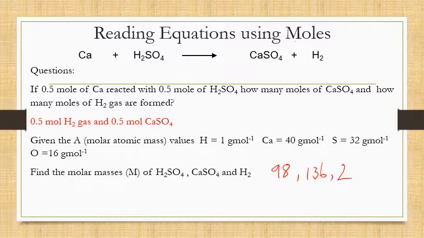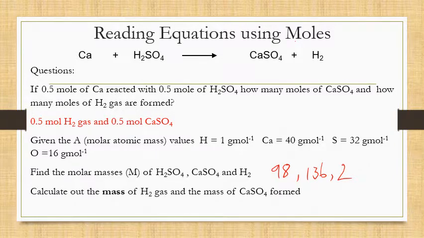Using those values, calculate the mass of hydrogen gas and the mass of calcium sulfate formed in this reaction when you've got these values for the moles. You should have got 1 gram of hydrogen and 68 grams of calcium sulfate, basically half the molar masses.